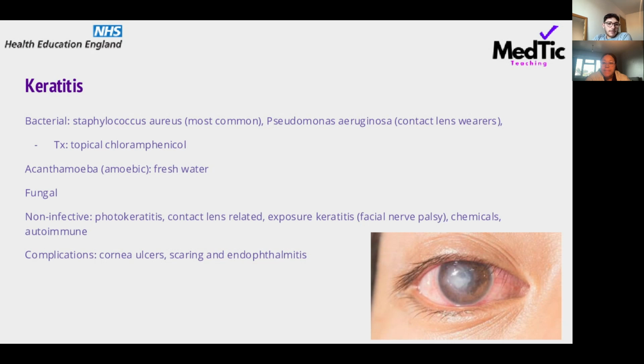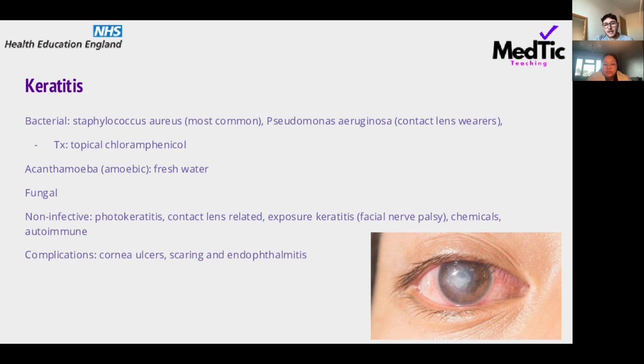So bacterial keratitis is most commonly caused by Staph aureus. However, Pseudomonas is an important one, especially for contact lens wearers, and you treat this with topical chloramphenicol. Acanthamoeba is found in fresh water, so people swimming in rivers or open water, that's a risk factor for them. You can get fungal, and then you can also get non-infective causes, like photokeratitis. There's something called welder's arc, where people who weld, the sparks that come from that can cause keratitis.